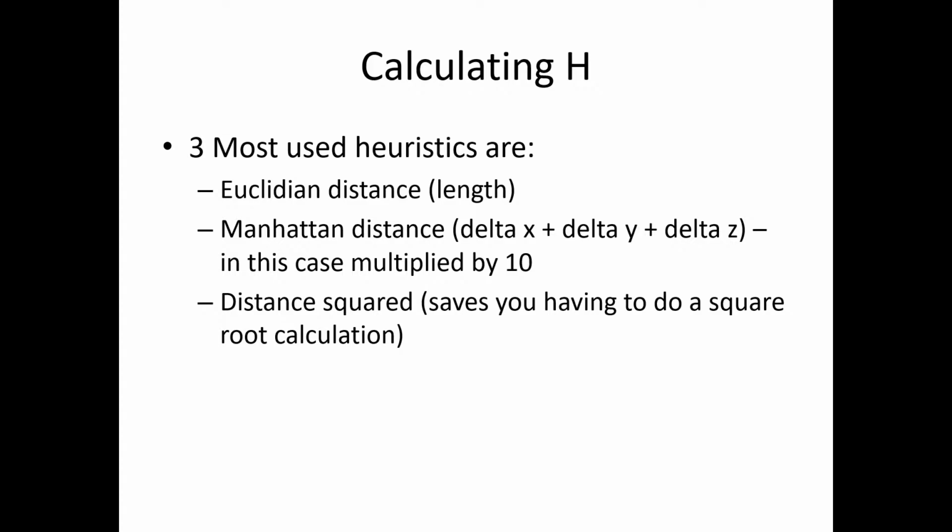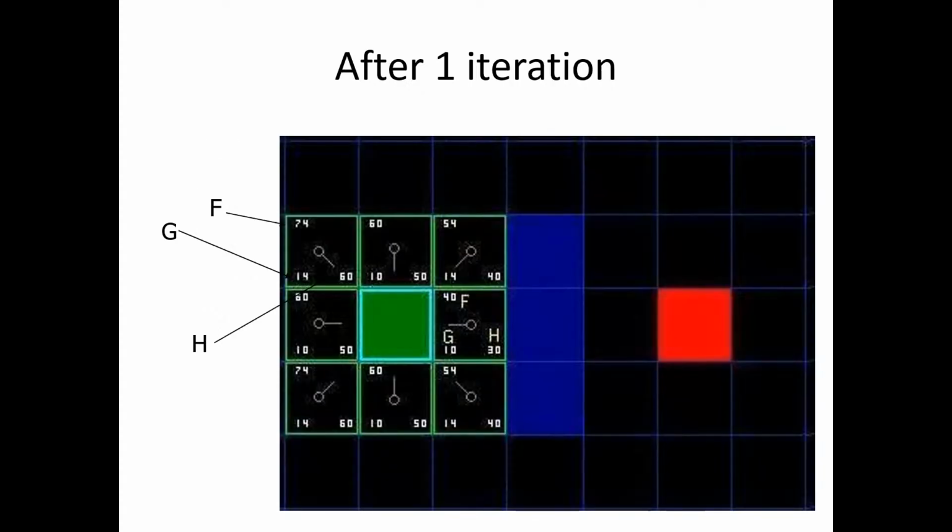I've got to show you a diagram. Here we go. I'll show you in the diagram how these F, G, and H scores are calculated. And then you'll see what I mean by the heuristic and the cost function and all of that stuff.